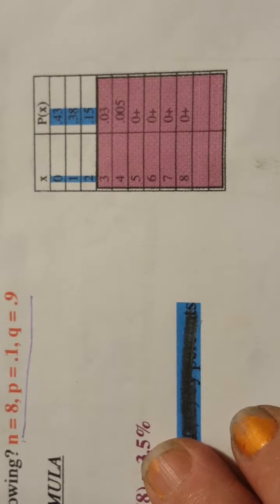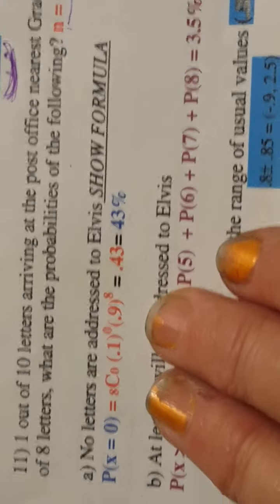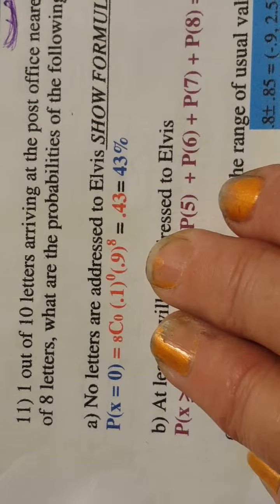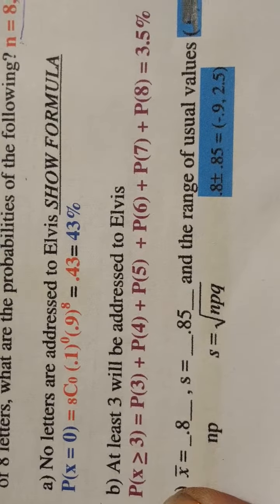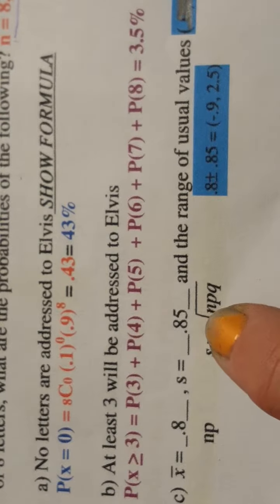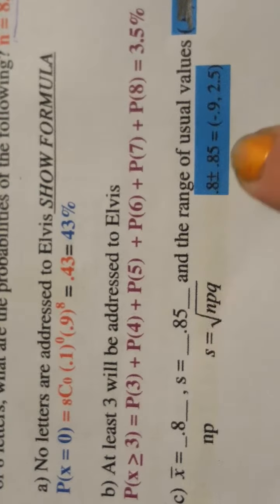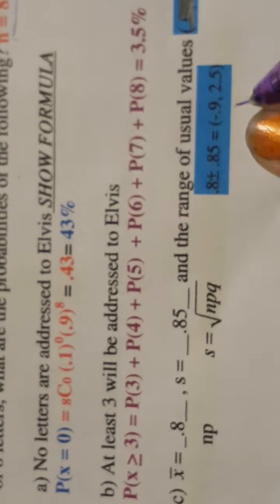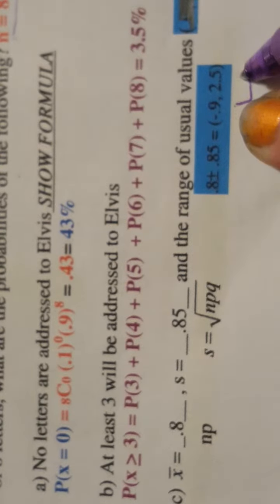Here's your table. Here's A. There's B. 0.8 is your mean. 0.85 is your standard deviation. And your range, negative 0.9, 0.25.